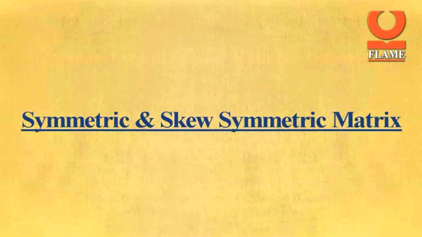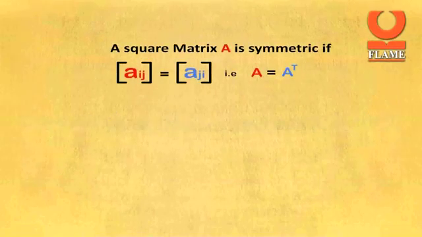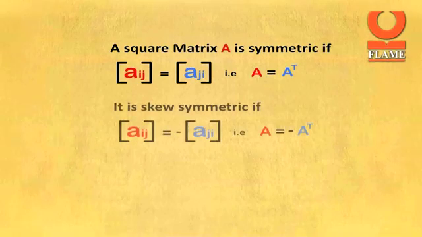Symmetric and skew symmetric matrix. A square matrix A is symmetric if Aij is equal to Aji, that is, A is equal to transpose of A, which is again represented by A to the power t. It is a skew symmetric matrix if Aij is equal to minus Aji, that is, A is equal to minus A to the power t.